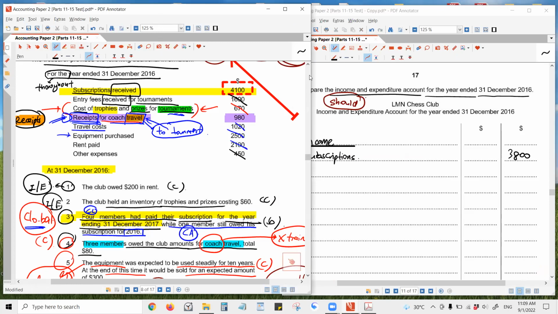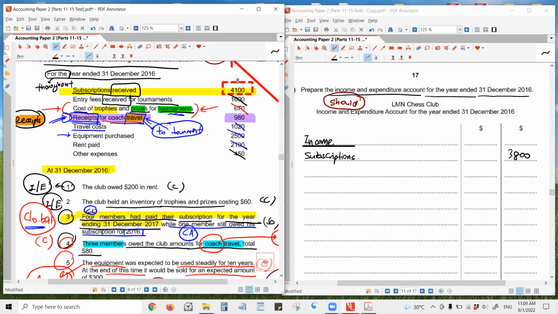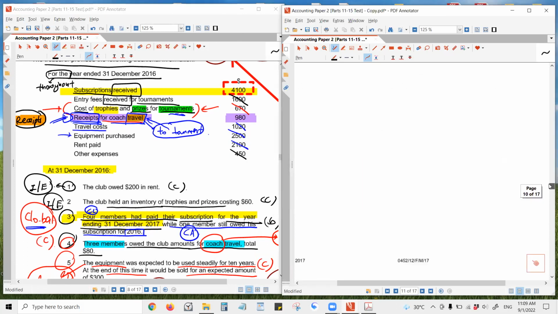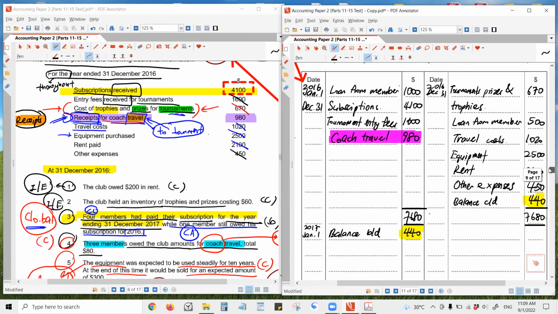Okay, so recall to look for any possible income, you look at the receipts and payments account, debit side. Next one, you have tournament entry fees. Okay, so this is an income.